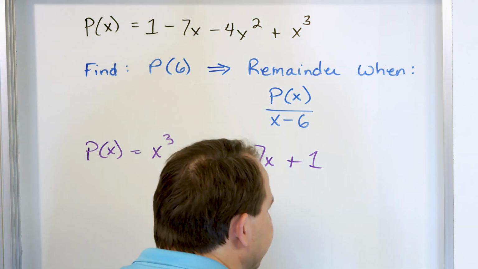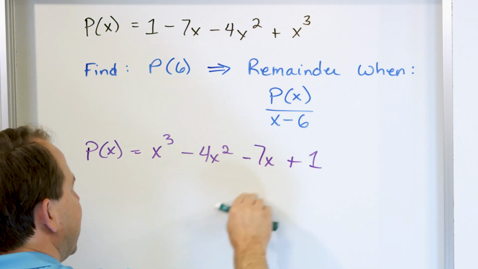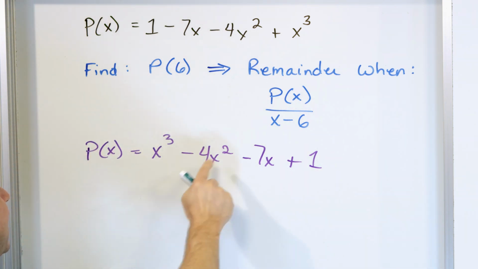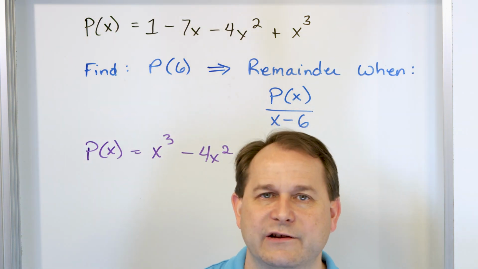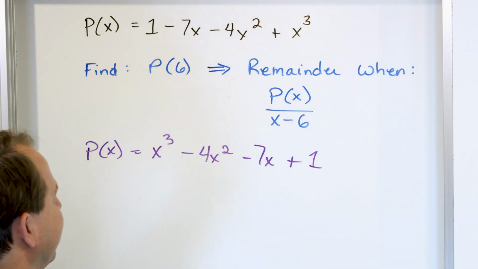So of course, you could do the long division, right? You could put a house over this thing, divided by x minus 6. And you could do the long division, but we've already figured out that synthetic division is much faster. So most of the time we'll just do that.